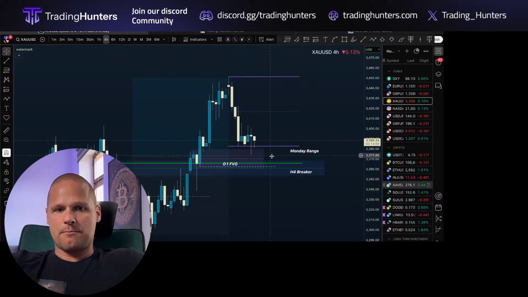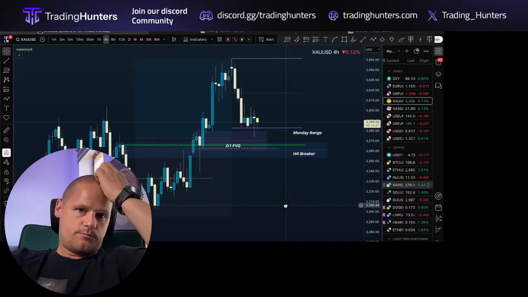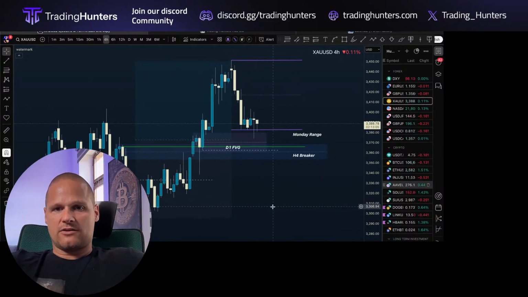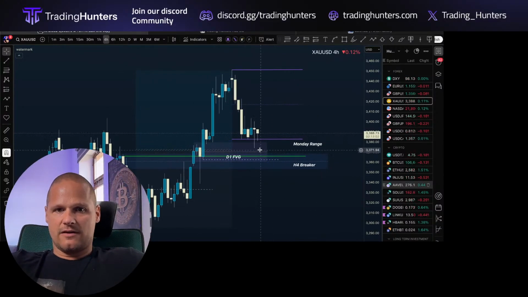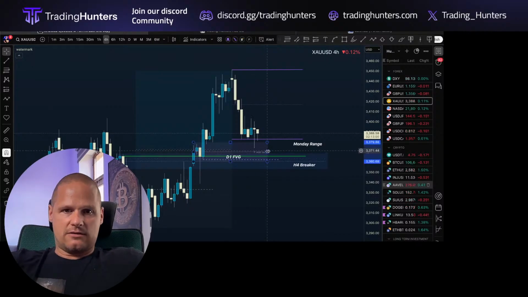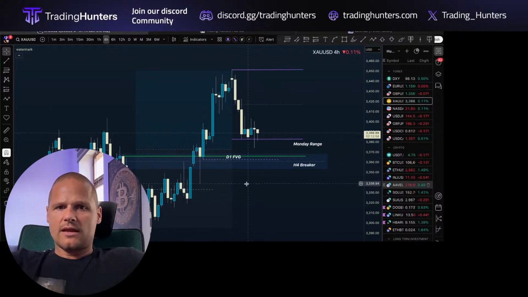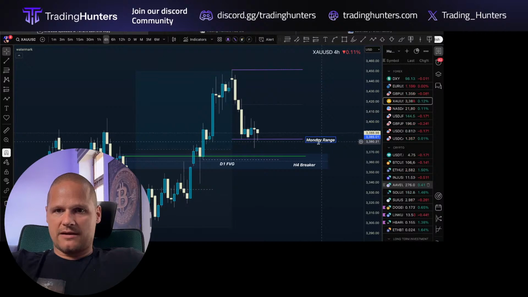I want to see a big drop in it, a big thick candle dropping down here. I don't need this one. So we've got this daily fair value gap, this breaker, this order block. Here is a Monday range. So now you basically know what to do.